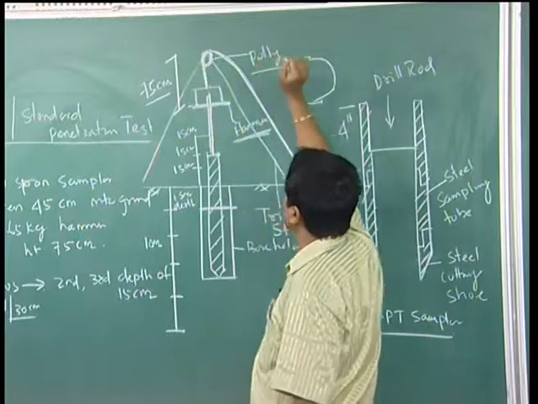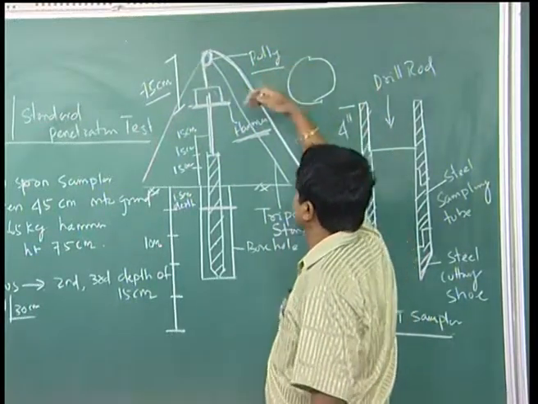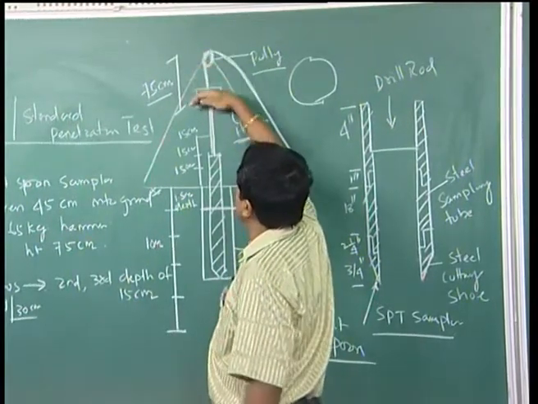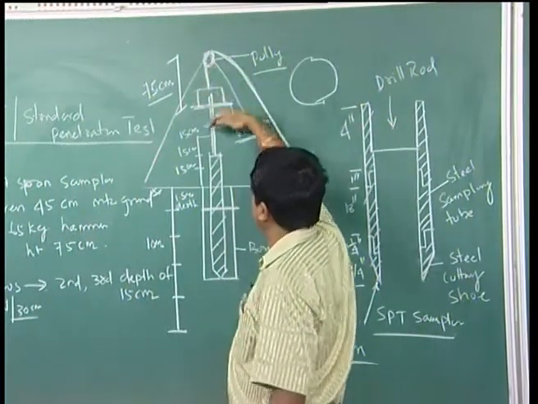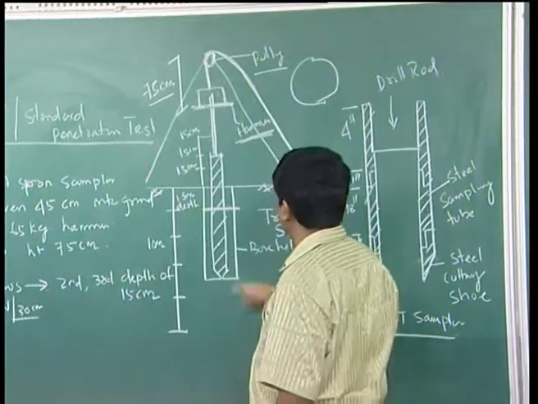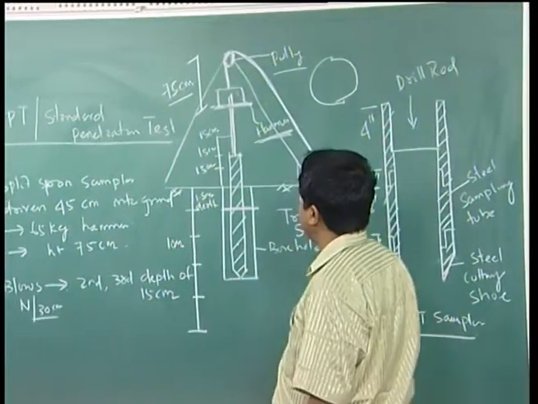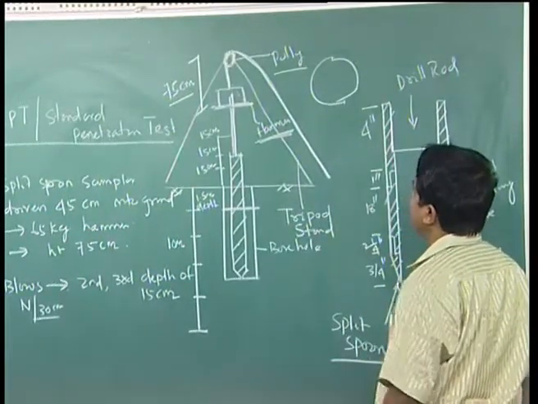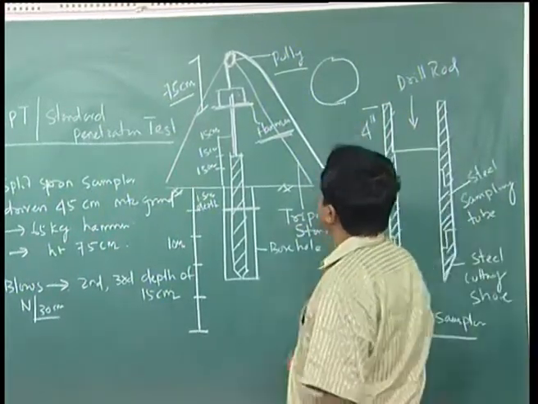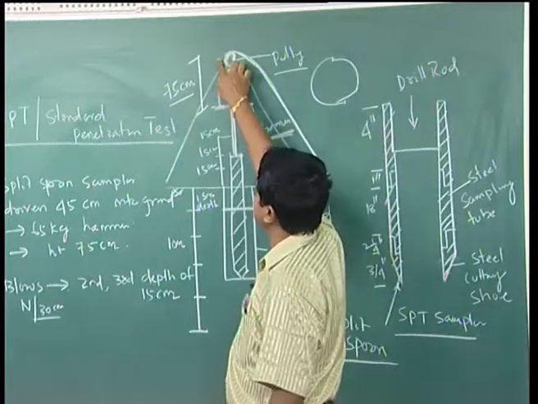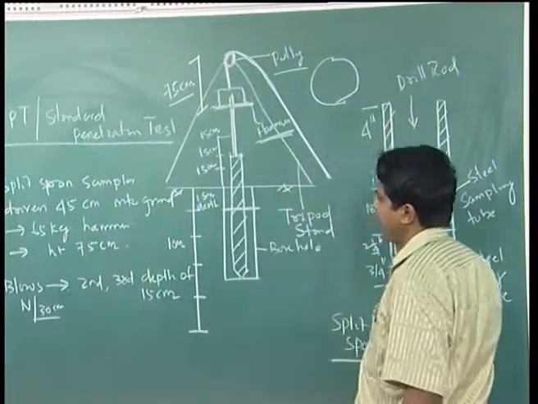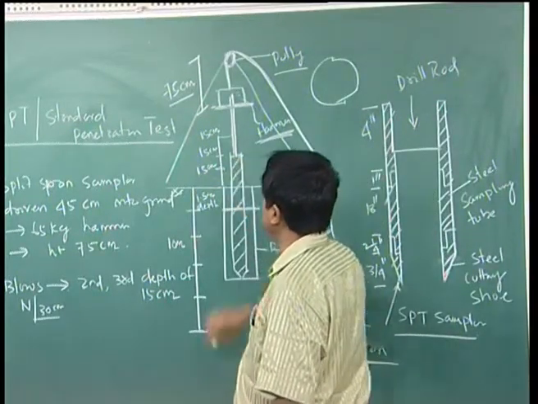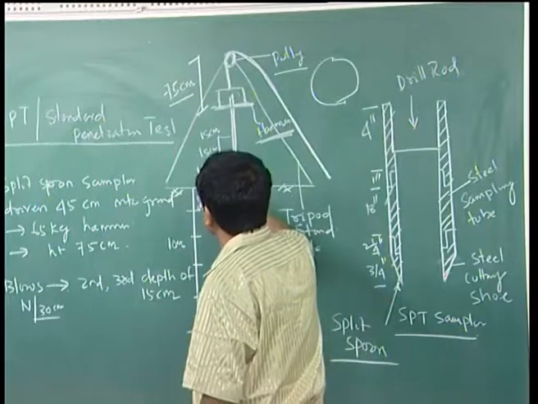Once it has been pulled, you release it. The hammer will try to penetrate the SPT spoon sampler into the ground. You go on giving blows by pulling the hammer to a height of 75 centimeter and releasing it. The moment it penetrates the first 15 centimeter, you discard that.